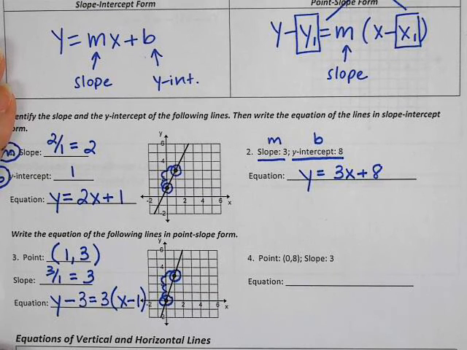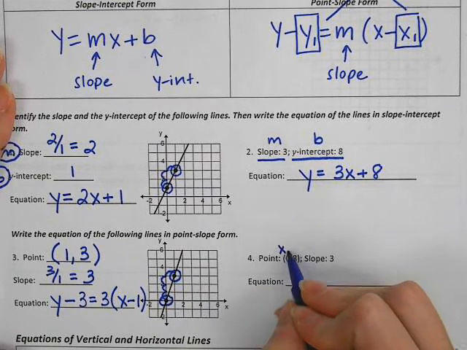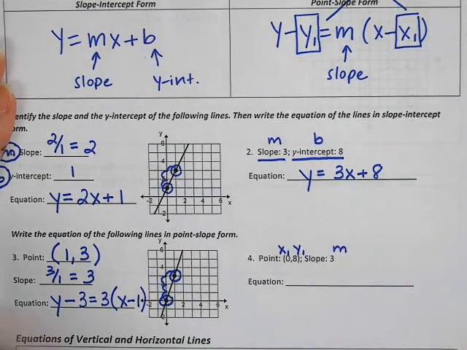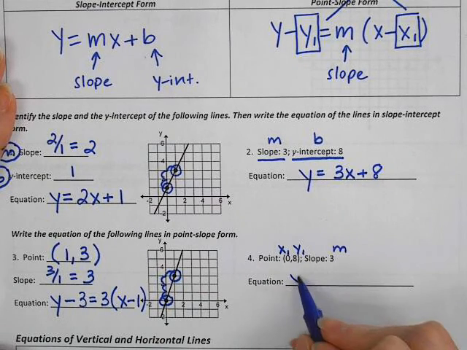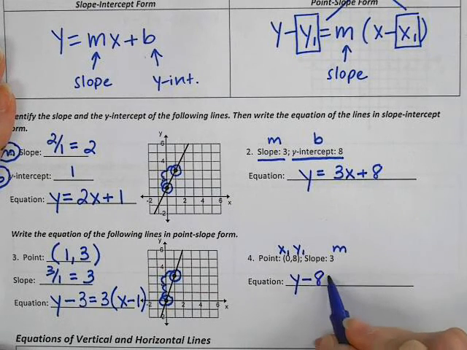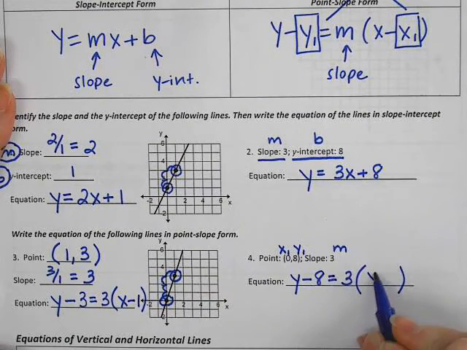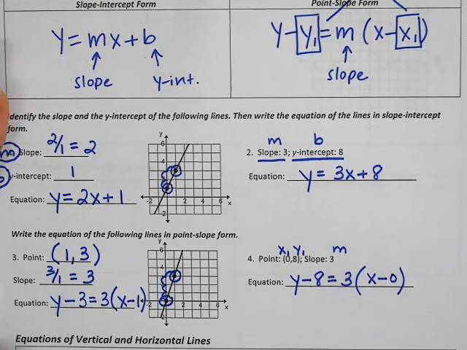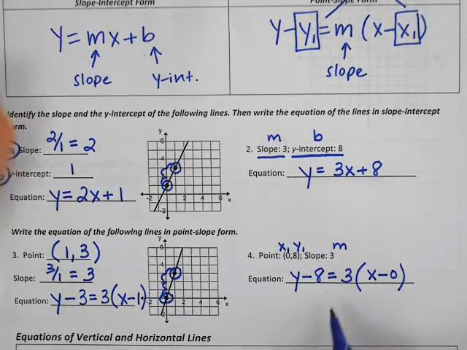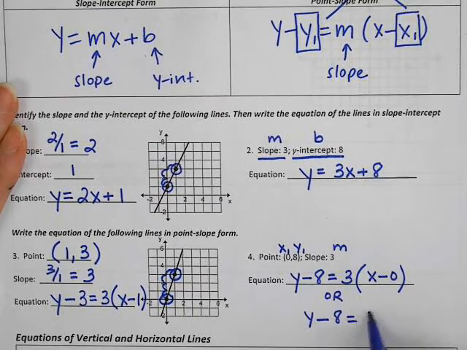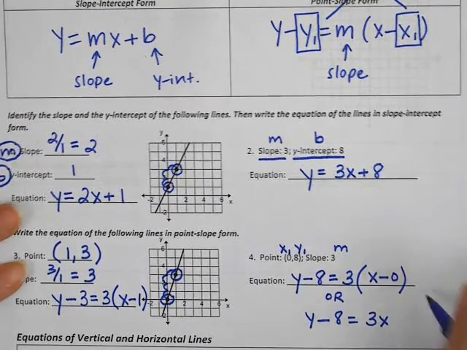And then number 4, same thing. This is x1, y1, and this is slope m. Plug everything into the formula, and you are done. So we got y minus 8 equals 3 times x minus 0. Now, you don't have to write x minus 0. Another way to write this is just y minus 8 equals 3x, because that 0 doesn't really do anything. Either one of these is fine.